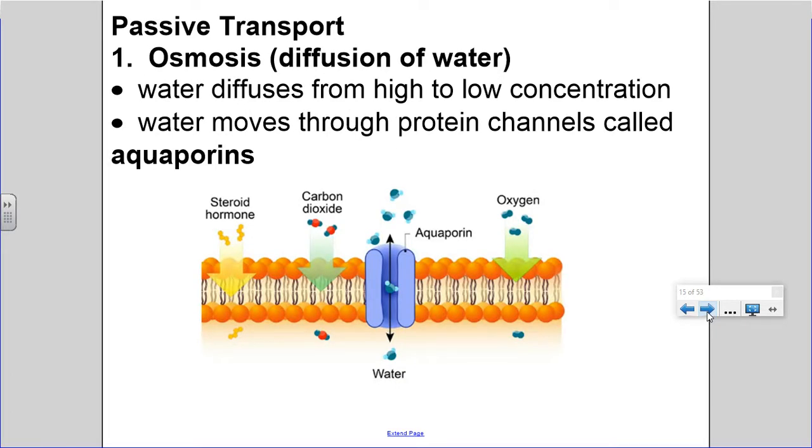First, we have passive transport. The first example that we want to talk about is osmosis, which is the diffusion of water. If you remember that the formula for water is H2O, it helps you to remember that osmosis with an O goes with H2O. With osmosis and all diffusion, things are going to move from a high to a low concentration. Water will move through protein channels called aquaporins. This means this is a protein channel in your cell membrane where only water can pass.